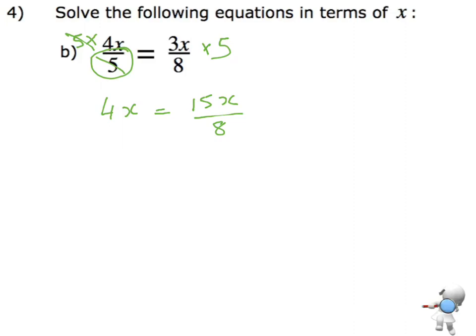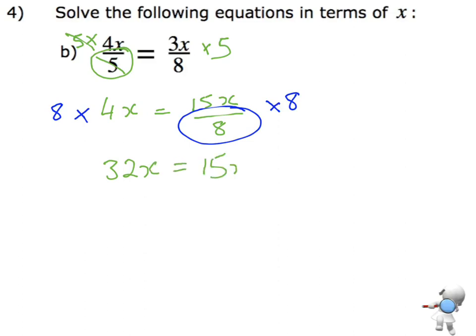Now what I want to do is get rid of this divided by 8, and the opposite of dividing by 8 is multiplying by 8. So I'm going to multiply both sides by 8. Then 8 times 4 is 32x on the left, equals 15x on the right.